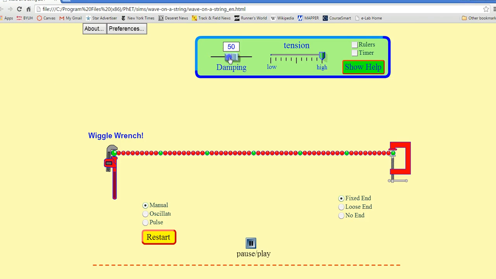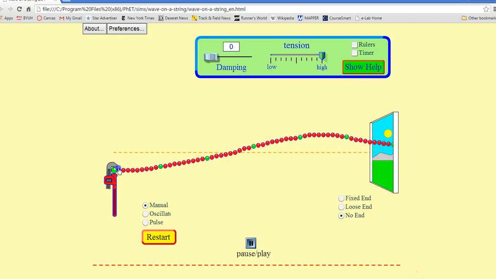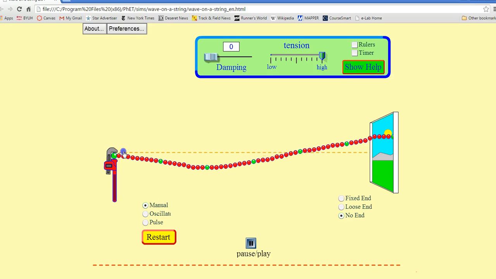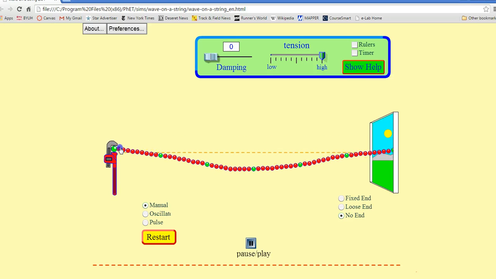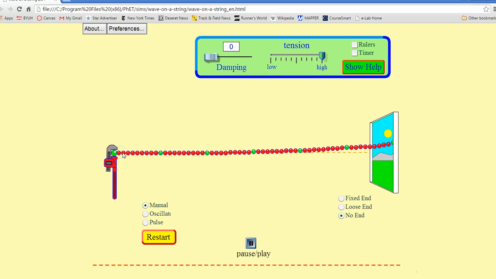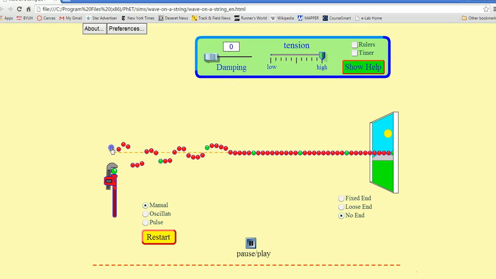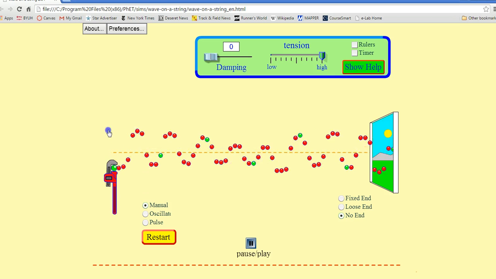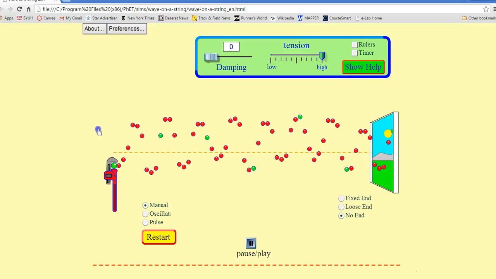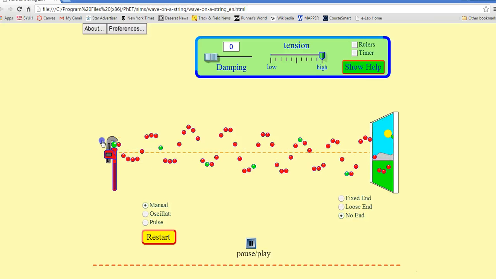No damping, tension high, no end. I'm going to show you the difference between a high frequency wave and a low frequency wave. Here's a low frequency wave. I'm not going to wiggle it up and down very quickly. That's a low frequency wave. I'm not shaking it very quickly, am I? Here's a high frequency wave. I'm shaking it more than the other.